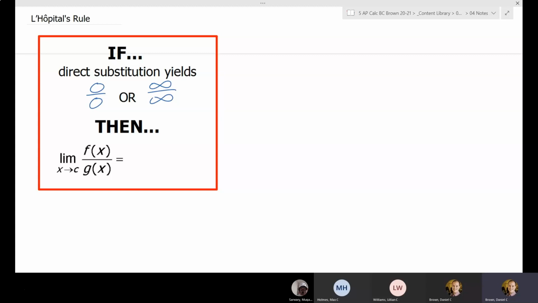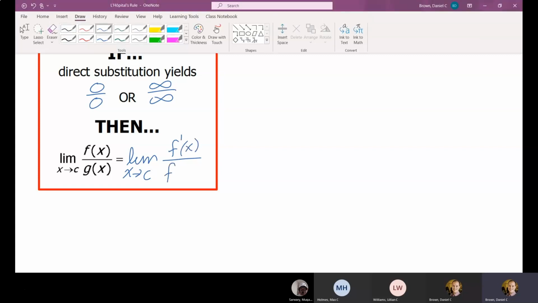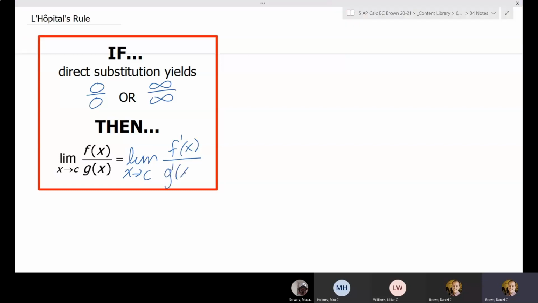What L'Hopital's rule states is that if you get 0 over 0 or infinity over infinity, then the limit of the function, which we're always going to think of as a fraction, hence the 0 over 0 or infinity over infinity, is going to be equivalent to the limit of the derivative of the numerator over the derivative of the denominator. Be careful here, this is not the quotient rule. We're not taking the derivative of the function. We are literally just taking the derivative of the numerator and then the derivative of the denominator.